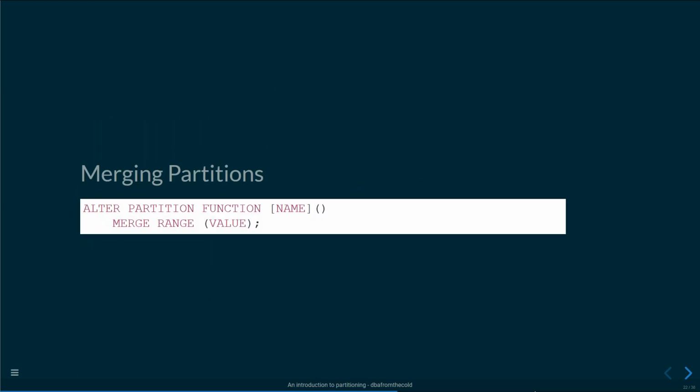Really, really simple syntax for the merge. We literally just say alter partition function and the partition function name, merge range, and then we pass in a boundary value that we want to drop. Hit execute, and hopefully if all's gone well, it's pretty much an instantaneous metadata only operation.